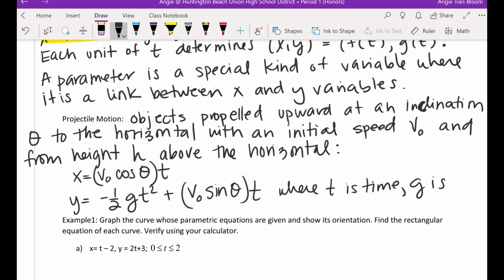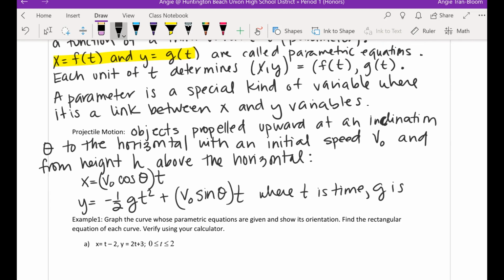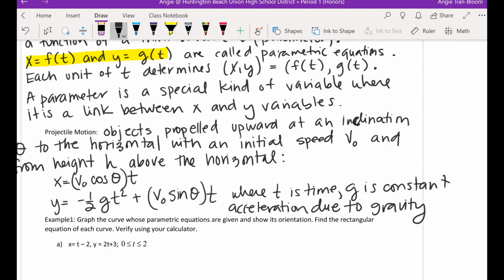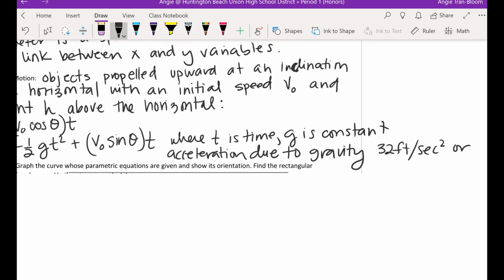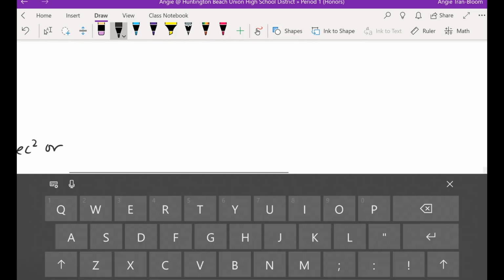G is the constant acceleration due to gravity, and we are usually using 32 feet per second squared, or if you see it in meters, then it's 9.8.